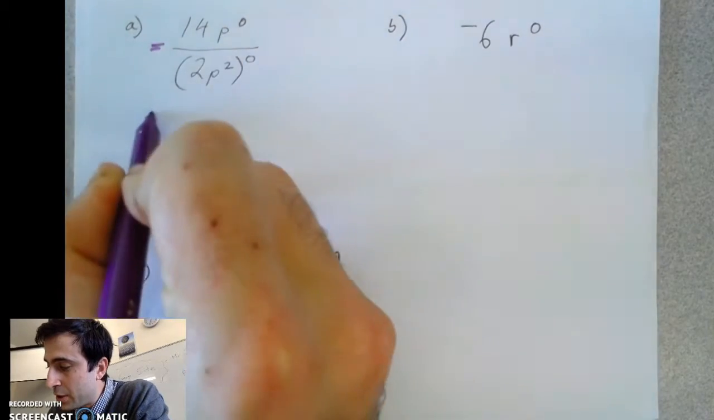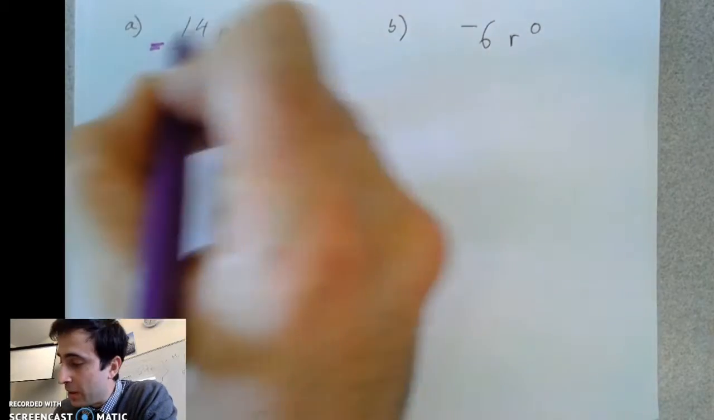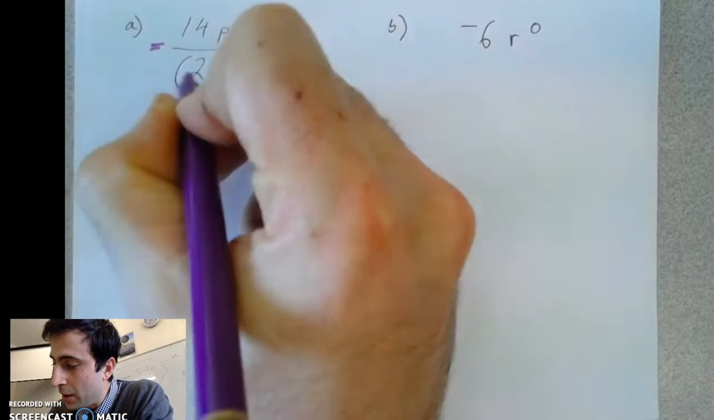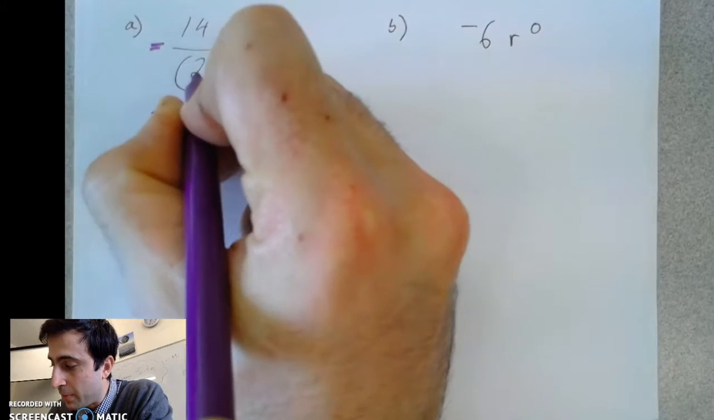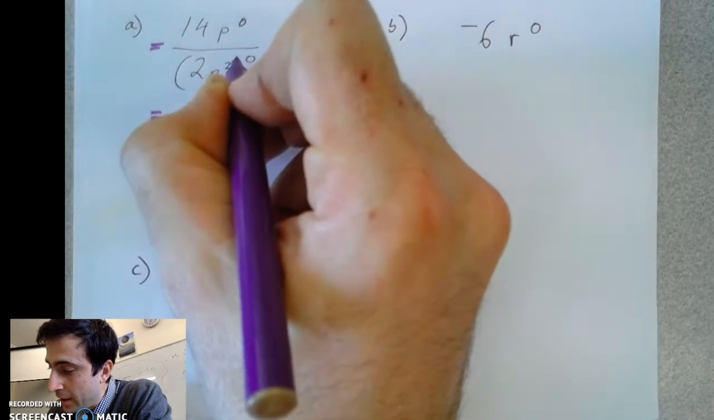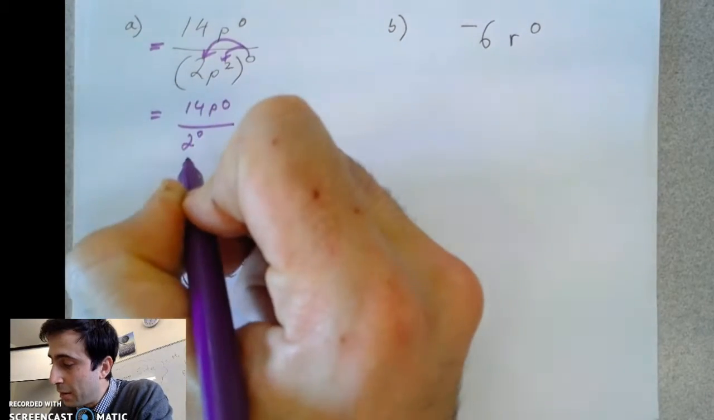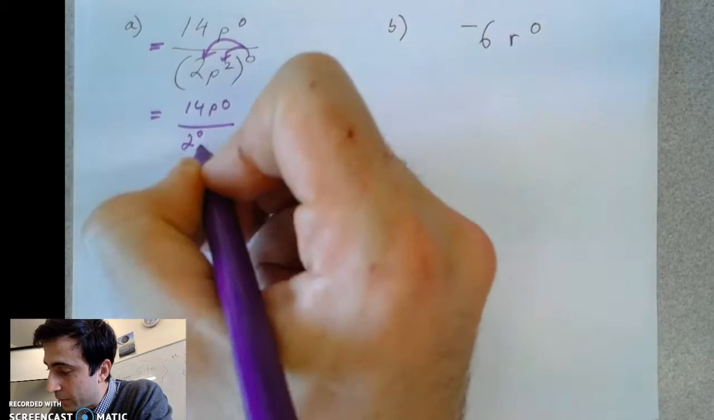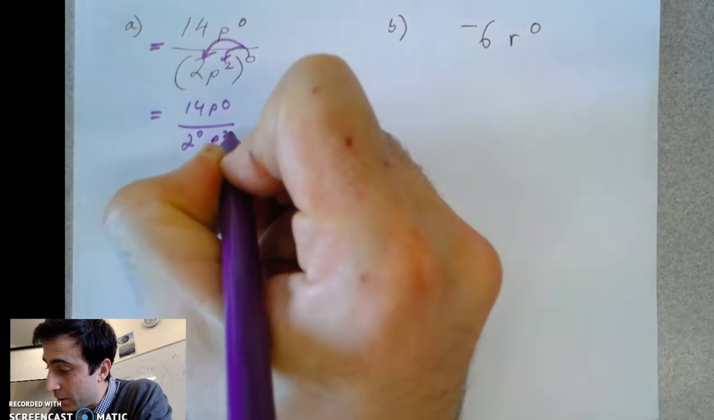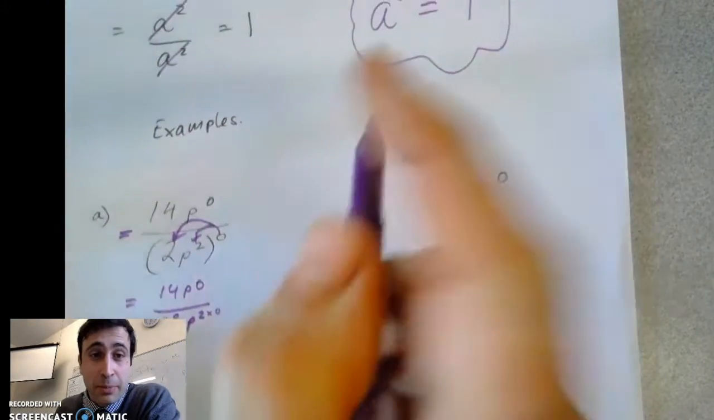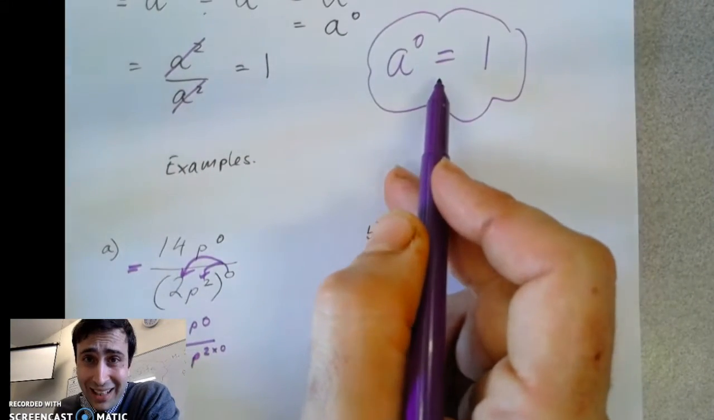Let's just simplify it out as best as we can. Let's keep that 14p to the power of 0. But what's this? 2p squared brackets to the power of 0. We know that's the same as 2 to the power of 0 and p squared to the power of 0, or p to the 2 times 0. Now we've established before that anything to the power of 0 equals 1.